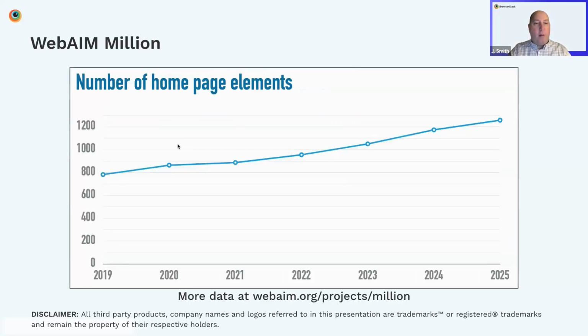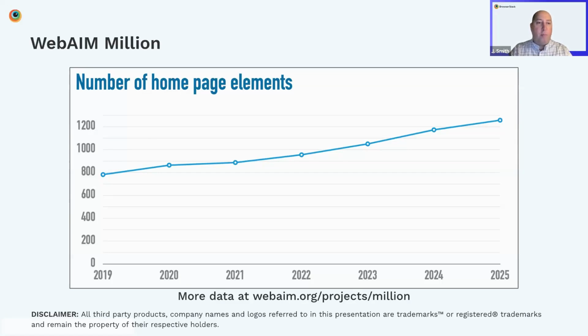And this shows the number of homepage elements. So the number of things, buttons, links, divs, spans, any type of HTML element on these home pages. There is significant increase in the size of home pages. We're seeing, this year, 1,257 elements on average on home pages across the web. This is about a 9 or 10% increase per year.